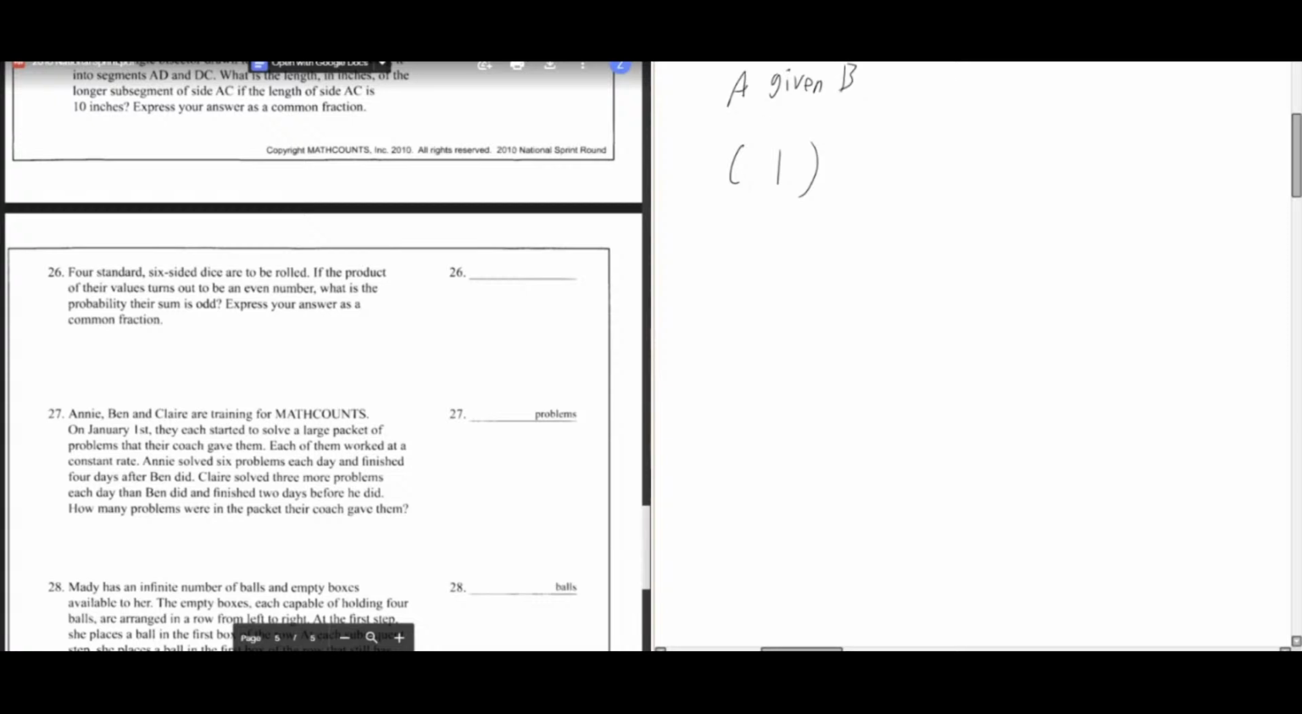Capital A, capital B. So A given B is equal to A and B over B. So the probability of A and B both occurring over the probability of B occurring. You should also put P parentheses around each of those, which just shows probability. Sure, I can do that.